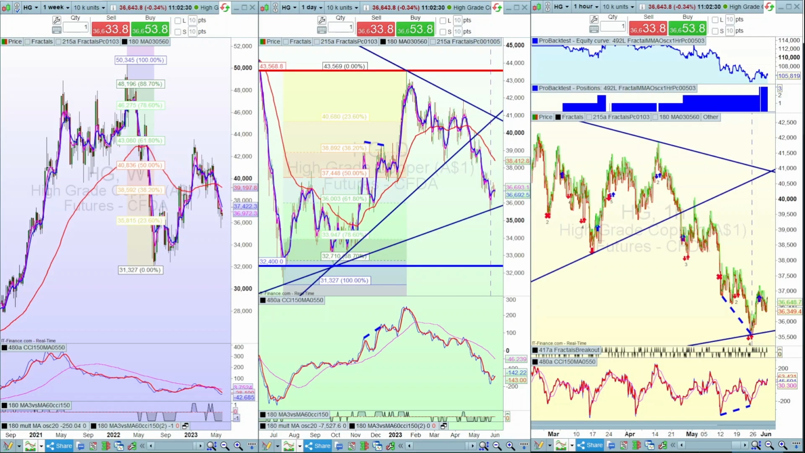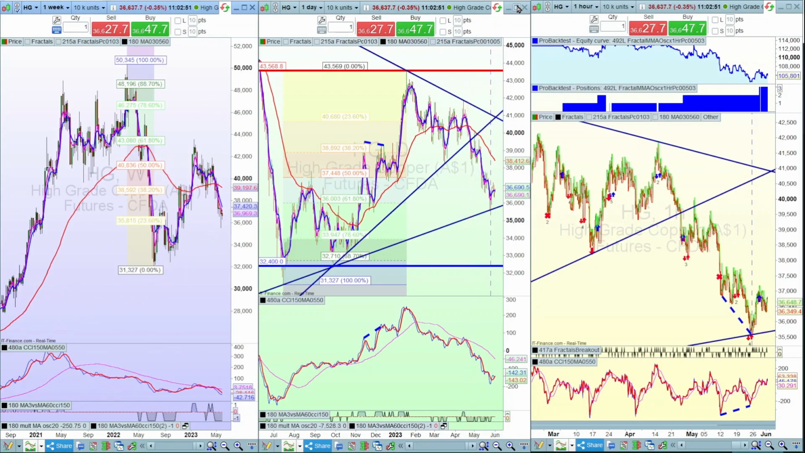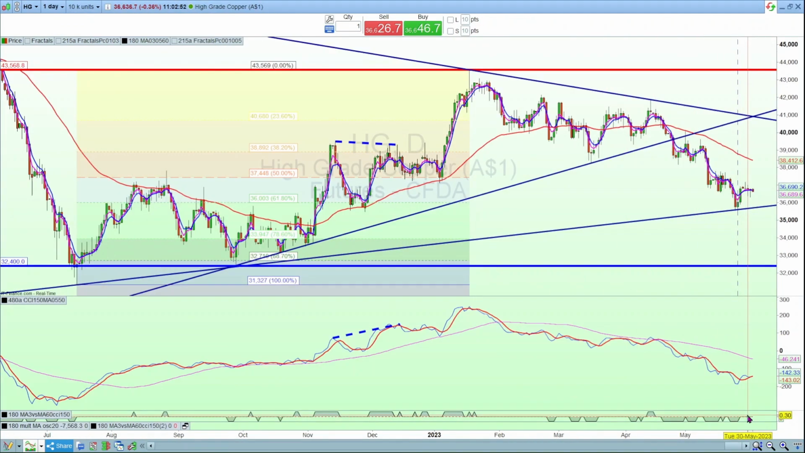This is the 1st of June 2023. This is the high grade copper price update. You can see here on the weekly we're in a downtrend on our indicator, which shows the CCI 150 and the moving average of the price chart are in alignment, so it's showing primarily a bearish signal. However, on the daily chart, it's broken up into a neutral. We've got a slight bounce off this diagonal support line.